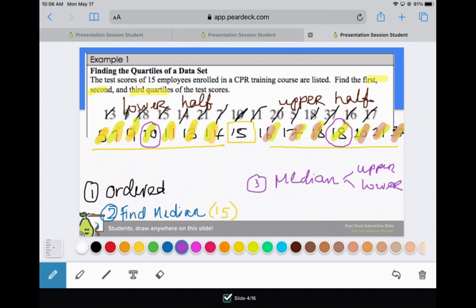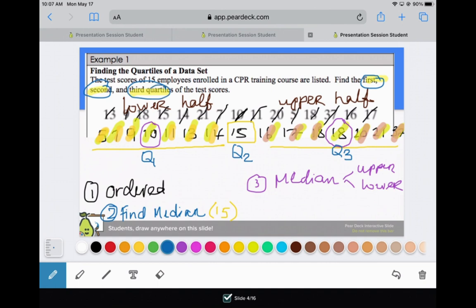Still with me so far? Am I losing anyone? Please let me know. I'm almost done with this question. It's asking to find the first, the second, and the third quartile. Okay, so now once I highlight my medians, I'm just going to label them. This is the first quartile, which is Q1. This is the second quartile, which is Q2, and this is Q3, which is the third quartile. So when they ask you to find quartiles, that's how I would do it.